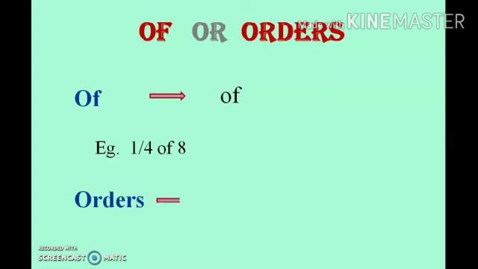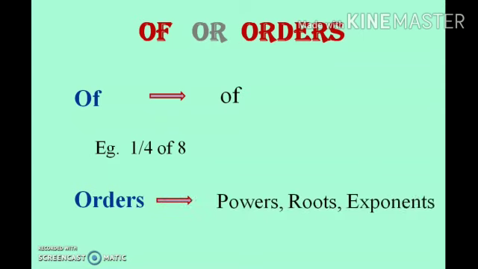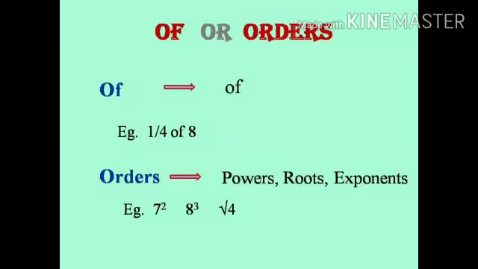Next, we have orders. Orders means powers, roots, exponents. Power in the sense 2 to the power 3, 3 to the power 4, anything. That is, 7 square, 8 cube, for example. Roots we also know, square root, cubic root. For example, square root of 4. Exponents also mean the same thing. So now it's clear. First, we have to solve the expression inside the bracket. Second, we should give importance to of, powers, roots, exponents. So far, we have seen B and O in the BODMAS.